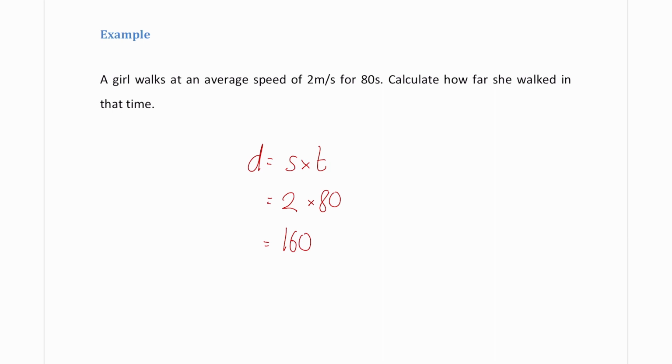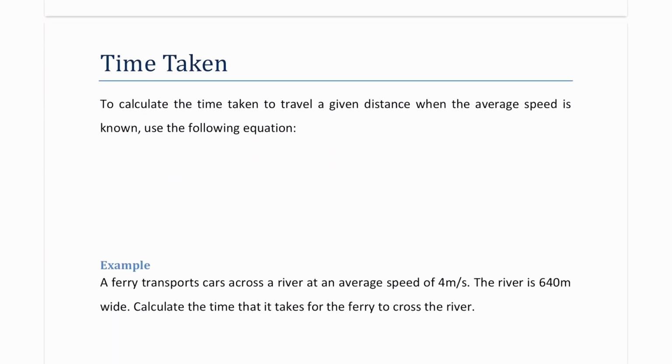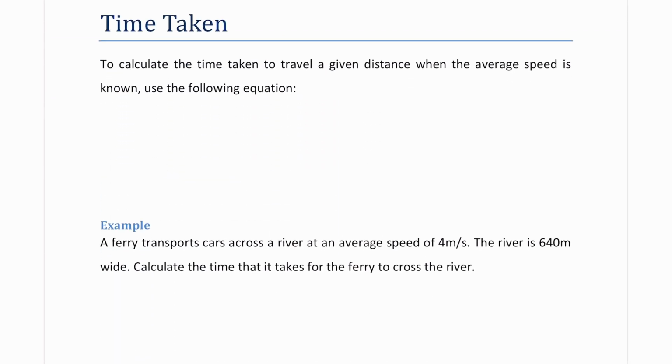Speed was in metres per second. Time is in seconds, so the distance is going to be in metres. Finally, we can rearrange this for time taken. If we know distance equals speed times time, divide both sides by s, we get d over s equals t. So time equals distance divided by average speed.